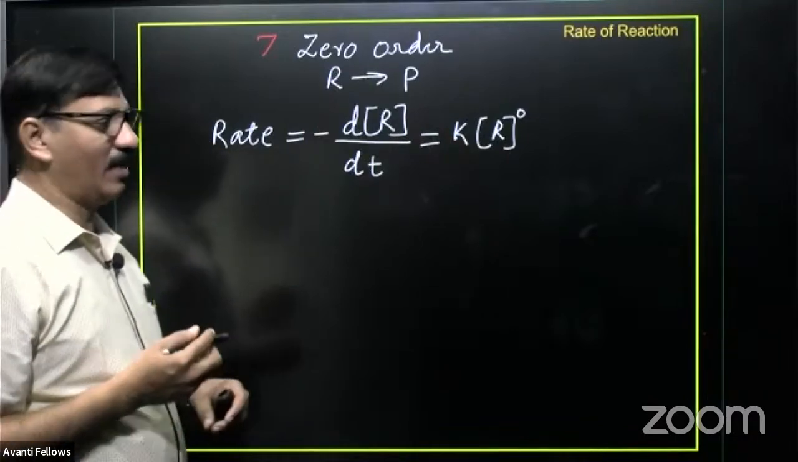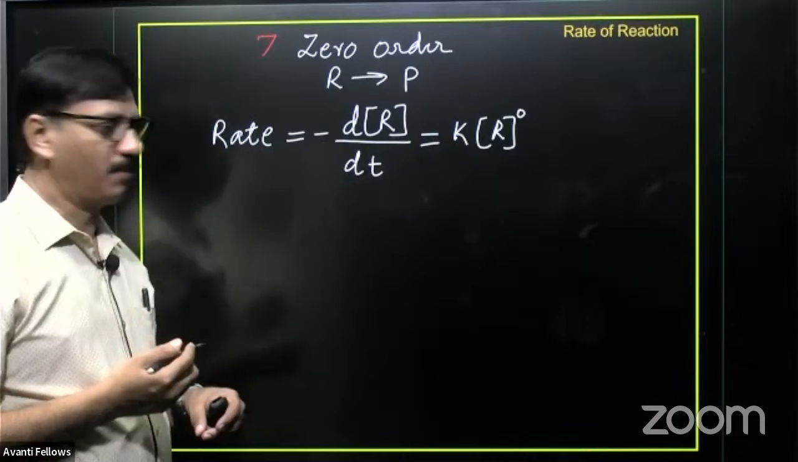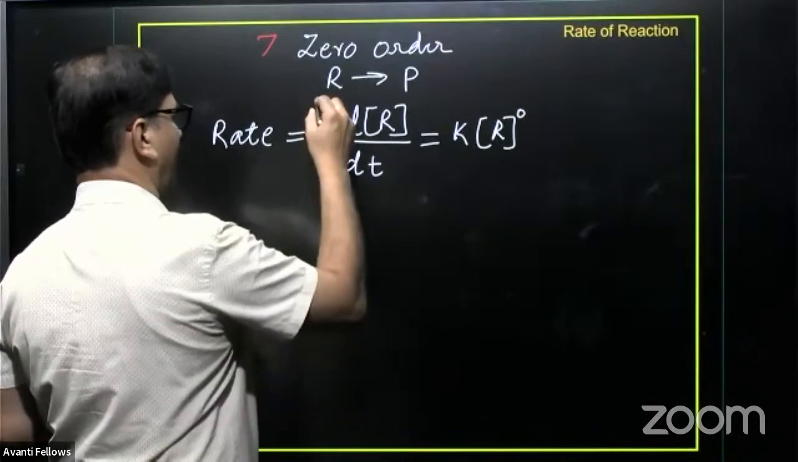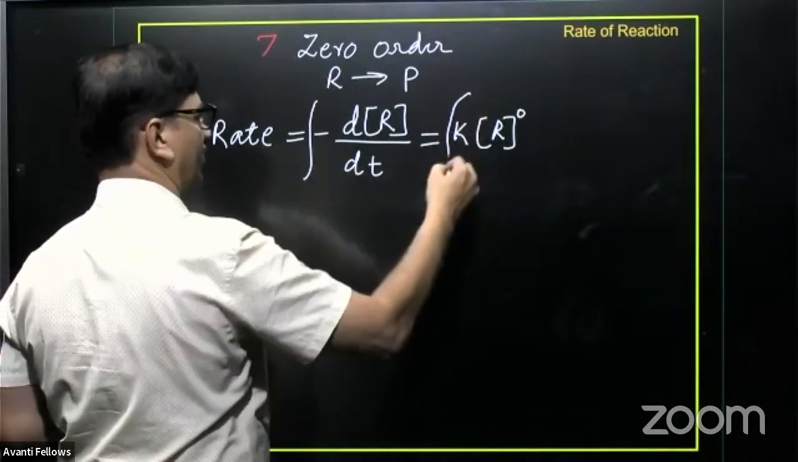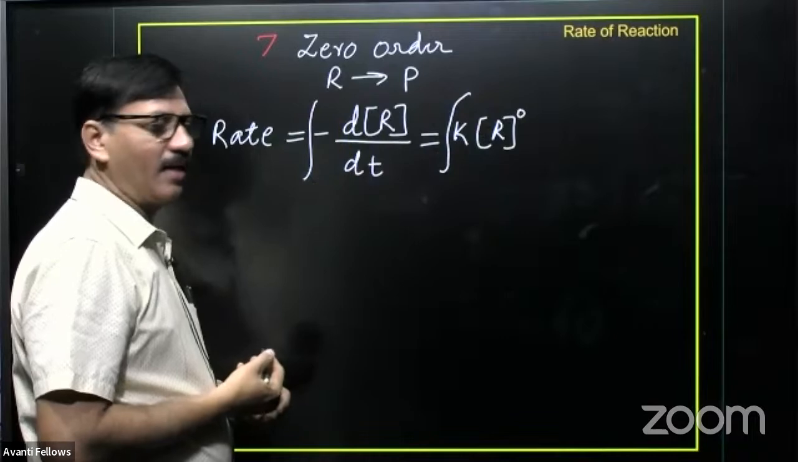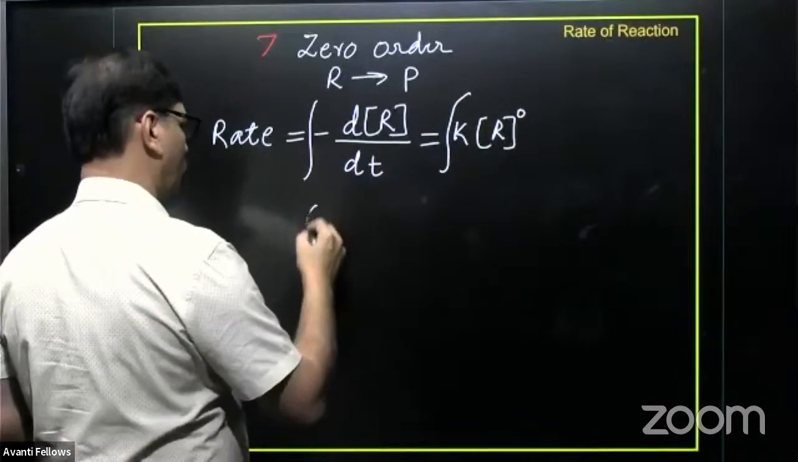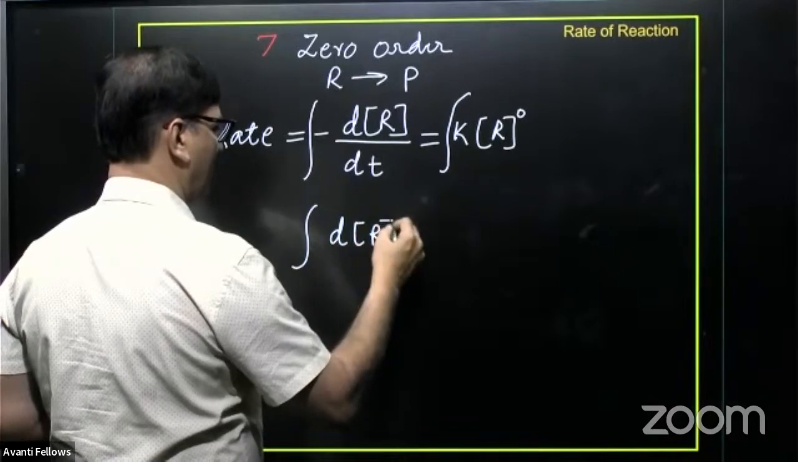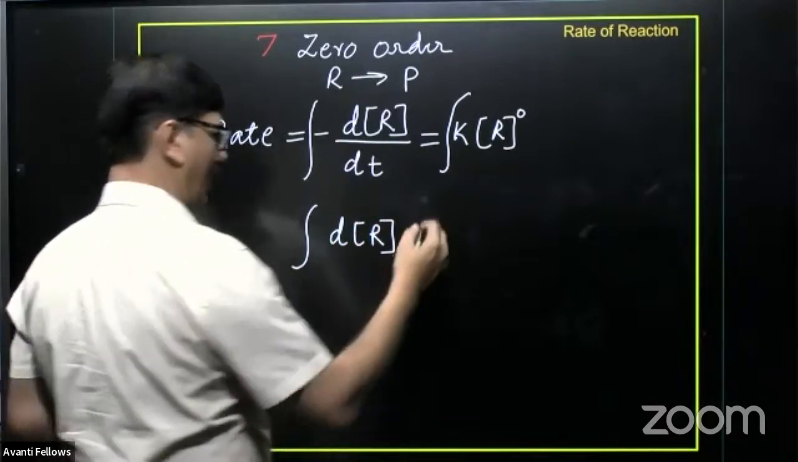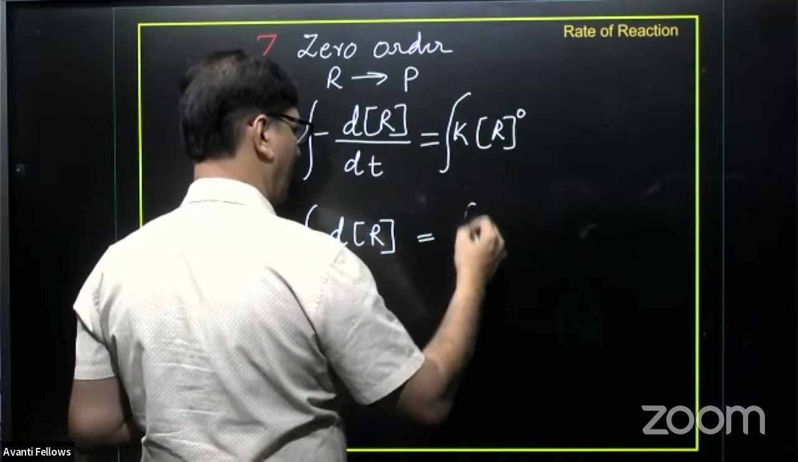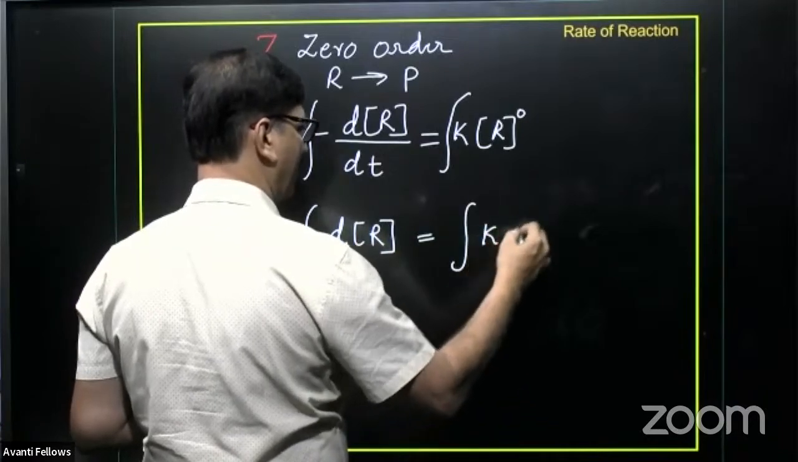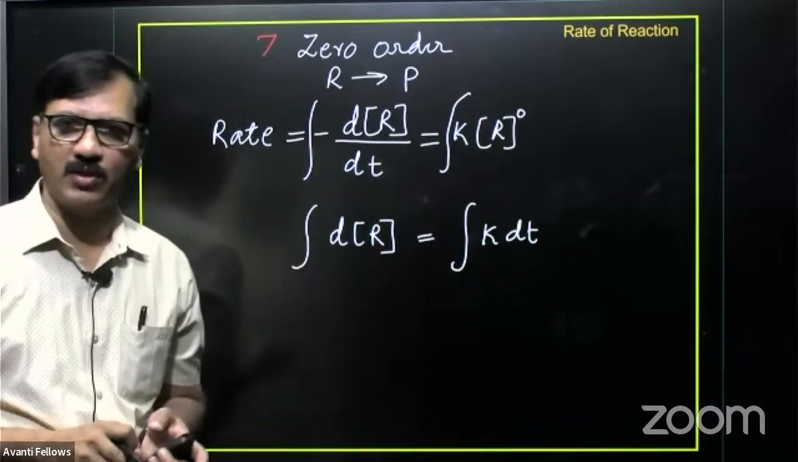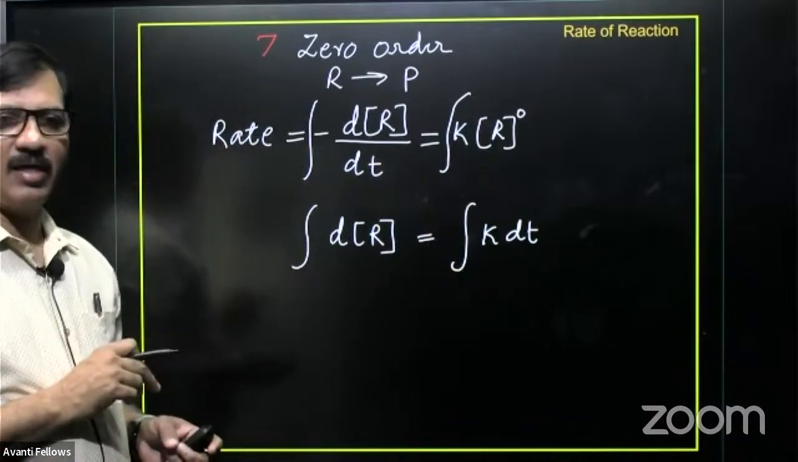So we have to integrate this differential rate equation. For that, we start integrating both sides. So the integration of dR with respect to R is equal to the integration of k dt. This dt is to be transferred there. R to the power 0 is 1. Therefore, this is the expression.